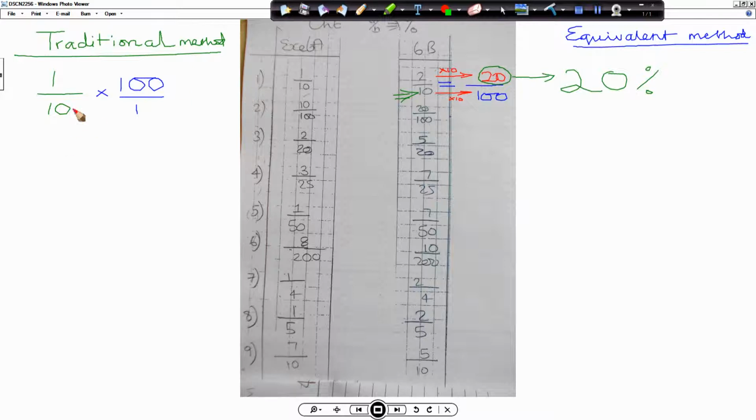When we multiply fractions, we need to try to cancel diagonally where possible. This diagonal won't work because they're both already 1. So what can I divide 10 and 100 by? The highest common factor. You divide them both by 10. 10 divided by 10 is 1. 100 divided by 10 is 10. So we have left over 1 times 10 on the top, and 1 times 1 on the bottom, and 10 divided by 1 is 10.